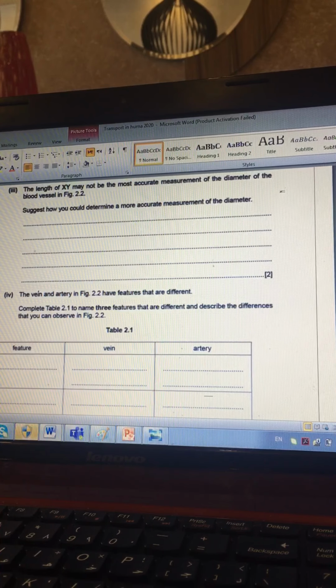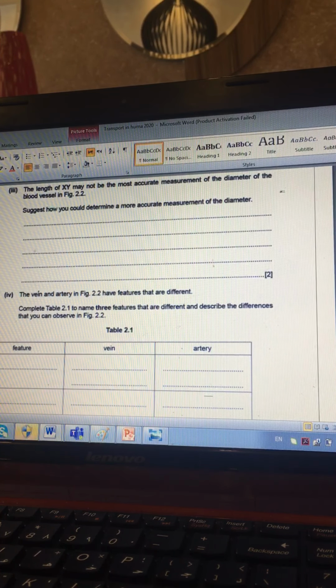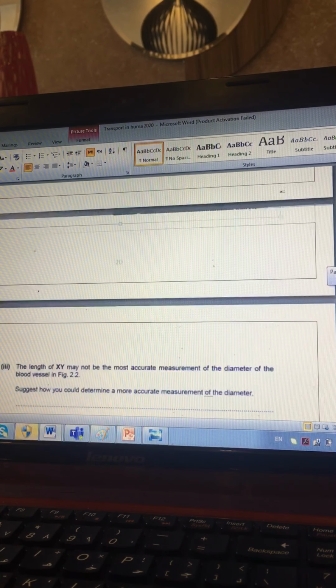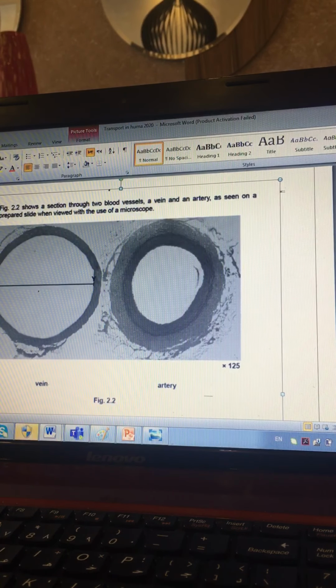The vein and artery in figure 2.2 have features that are different. Complete the table 2.1 to name 3 features that are different and describe the differences that you can observe. So here it should be observed from the figure. Let's go back to the figure and see what is being observed here or what is shown. First of all, you can take the feature lumen. You can say that lumen of vein is wide, while in artery it is small or narrow.